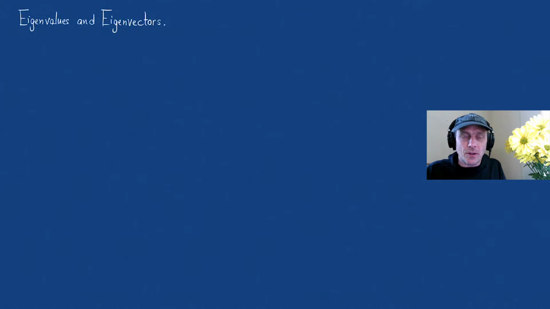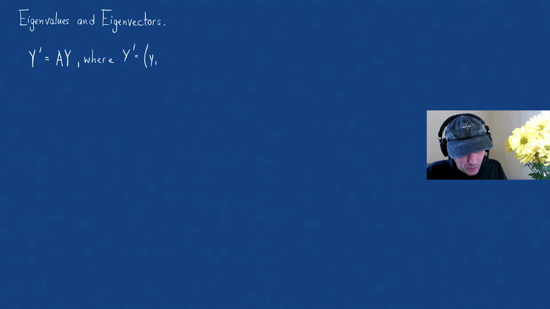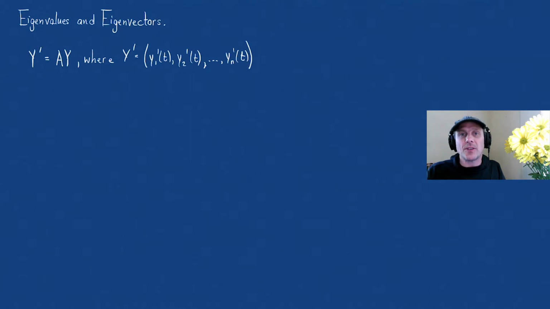So far in studying solving systems of equations, we've found that we were given some differential equation of the form capital Y prime equals A times capital Y, where capital Y prime is the vector of y1 prime of t, y2 prime of t, and so far we've looked at just systems with two equations, but you could have systems that go on and have even y sub n of t. So the components of the y prime vector are functions of t.